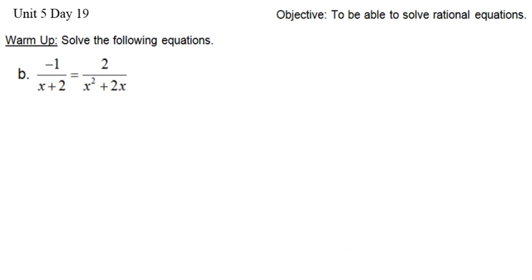So here's our first rational equation. And again, like we said before, we want to look at the denominators and make sure they're in factored form. So our first denominator of x plus 2, that's already in factored form, so we don't have to worry about that. The second denominator, x squared plus 2x, we can see they have an x in each term, so we could divide that out. So we have x times x plus 2.